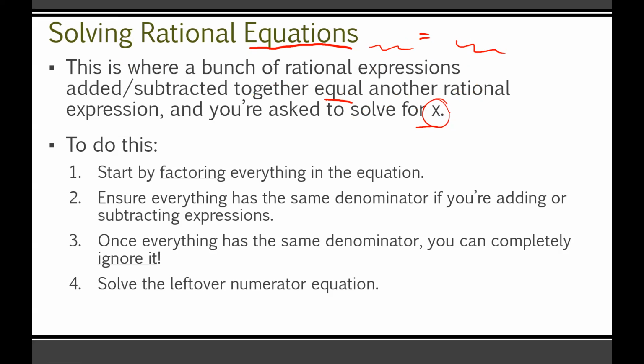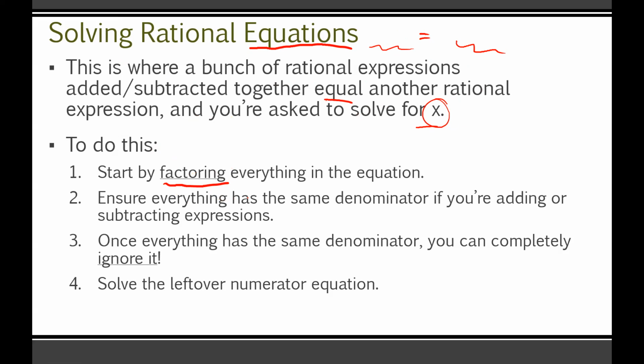That might sound a little daunting. And believe me, at first glance, they are. But the strategy to solving these is actually very similar to the strategies we've been using just to add or subtract rational expressions together. So to do this, really you just got to follow about 4 different steps. I would start by factoring everything in the equation. That shouldn't be a surprise to you. That seems to be like what we've been doing this entire unit. Just factor everything right off the bat.